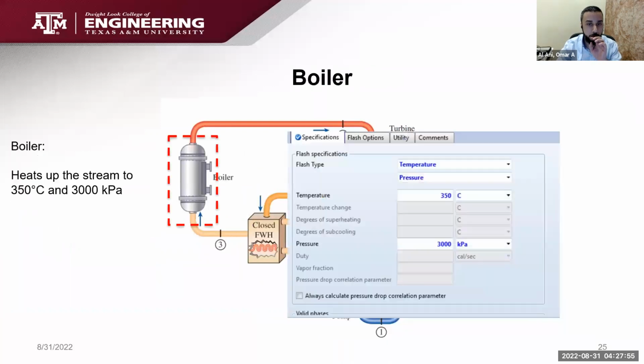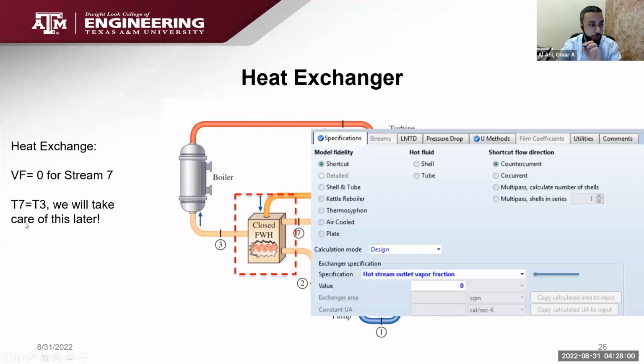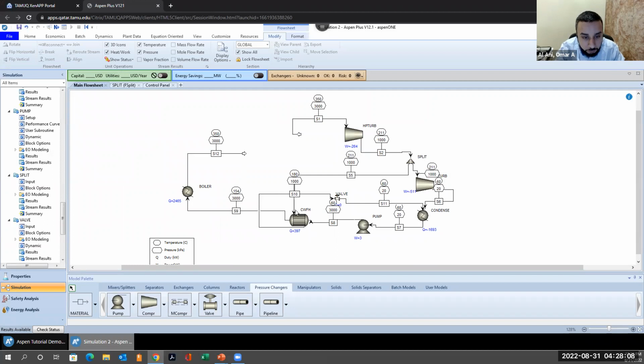So if we go to the slide where we set up the block, here we said we will take care of this later, that T3 is equal to T7, and we have reached that stage. So if you look, we want the outputs of the closed feed water heater to be the same temperature. You can see here 180 and 154 are not the same temperature.